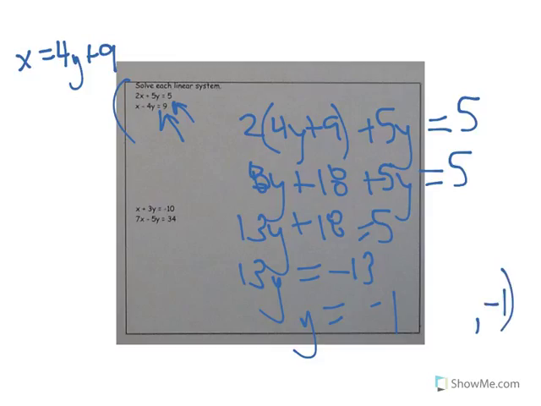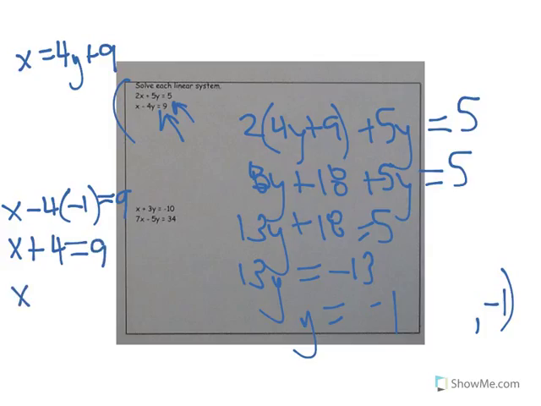Now I'm going to plug negative 1 into one of these two equations for the y value, and I will get a corresponding x value. So if I do that, it's x minus 4 times negative 1 is equal to 9. So this is going to be x minus, or actually plus in this case, plus 4 is equal to 9. Subtract 4 from both sides to get x is equal to 5.